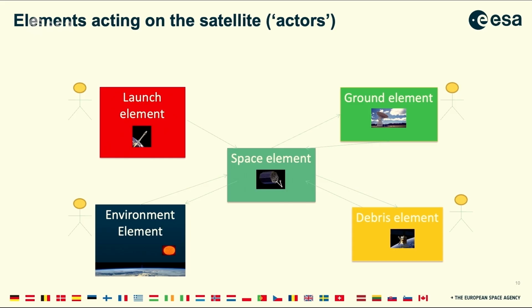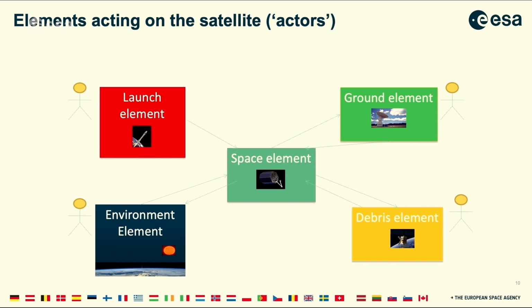Let's look at what elements are acting on my system. In the middle, I have my space element. So this will be my satellite, my ED Orbit satellite. And in MBSE tools, they often use a kind of symbol that looks a bit like a little puppet to define what are actors. And actors are things that act on your design, be it good or be it bad. So one thing is the launcher, the launch element. The launcher will have an incredible influence on your satellite. It will shake it during the launch. It will put it in some orbit.